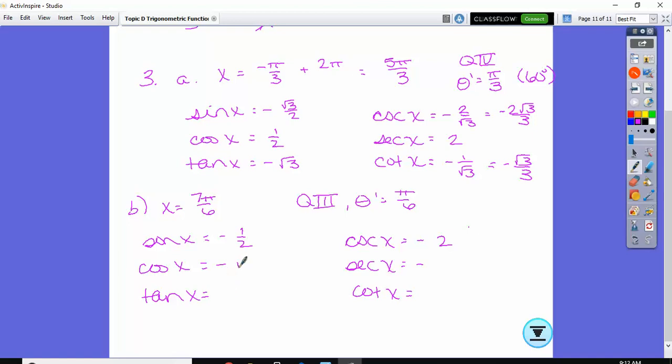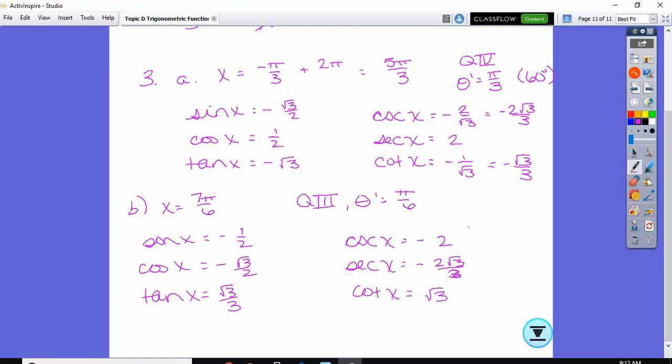Cosine, square root of the bottom over 2. So negative radical 3 over 2. Which means secant is -2 radical 3 over 3. Tangent, square root of the top over square root of the bottom, so radical 1 over radical 3 is radical 3 over 3. Cotangent, radical 3 over radical 1 is radical 3.